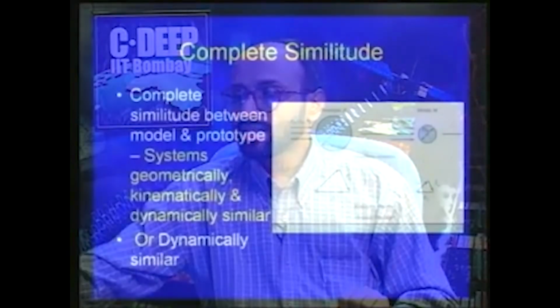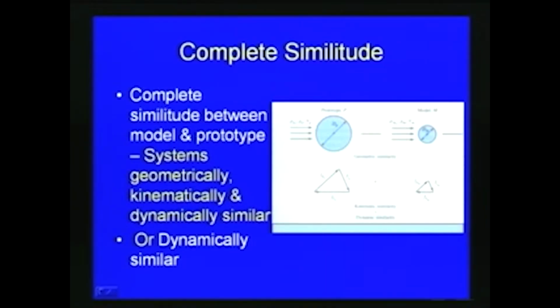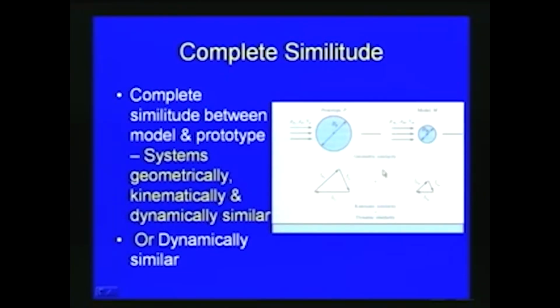So, here in this slide you can see the prototype and the model. When the dimensions are considered and their similarity is met, we say geometric similarity. Then the velocity or acceleration and other parameters are considered, and we say kinematic similarity. Then the forces are considered, and when similarity is met, we say dynamic similarity is met. So, in the complete similitude, the geometric, kinematic and dynamic similarity are met with respect to the physical modeling and the prototype.